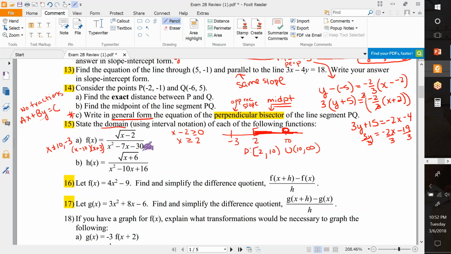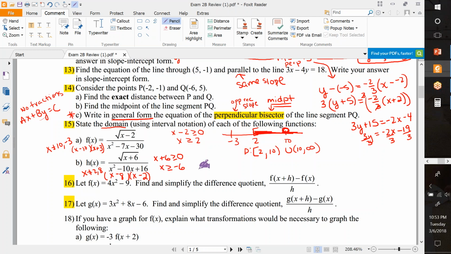Same thing for B. We would say this is x plus 6 needs to be greater than or equal to 0. So that's x greater than or equal to -6. We would factor these denominators. Factors of 16 that add to -10 would be -8 and -2, and it multiplies to +16. So x cannot equal 2 or 8.